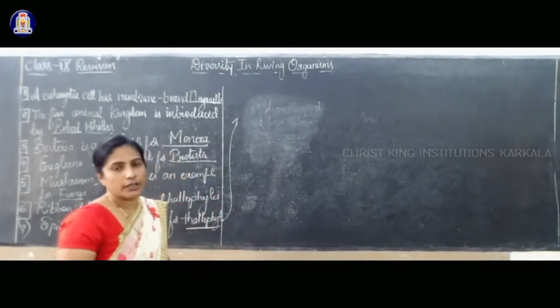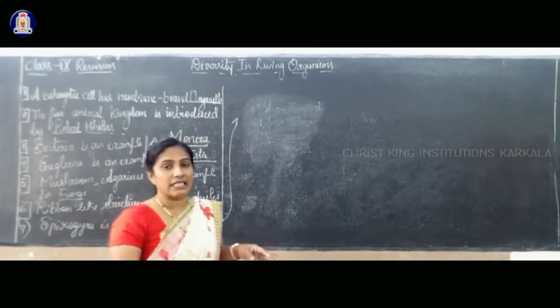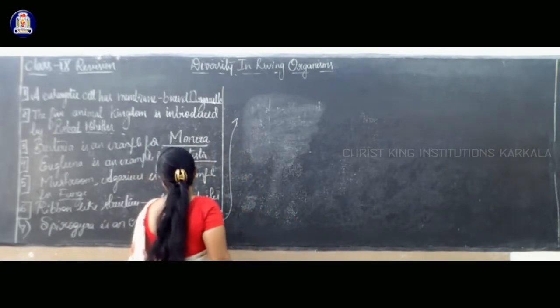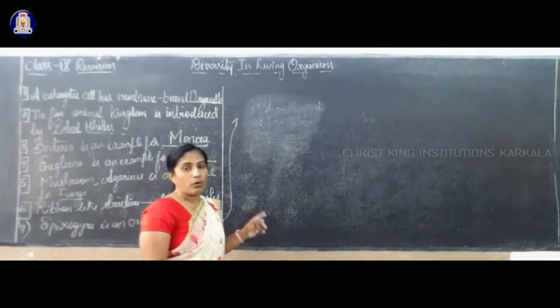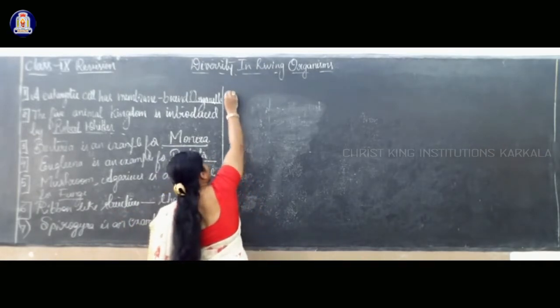So that is about thallophyta, ribbon-like structure. Examples: Spirogyra, Chara, all algae. So that is an example for thallophytes. They live inside water, aquatic. Next one, the eighth question.